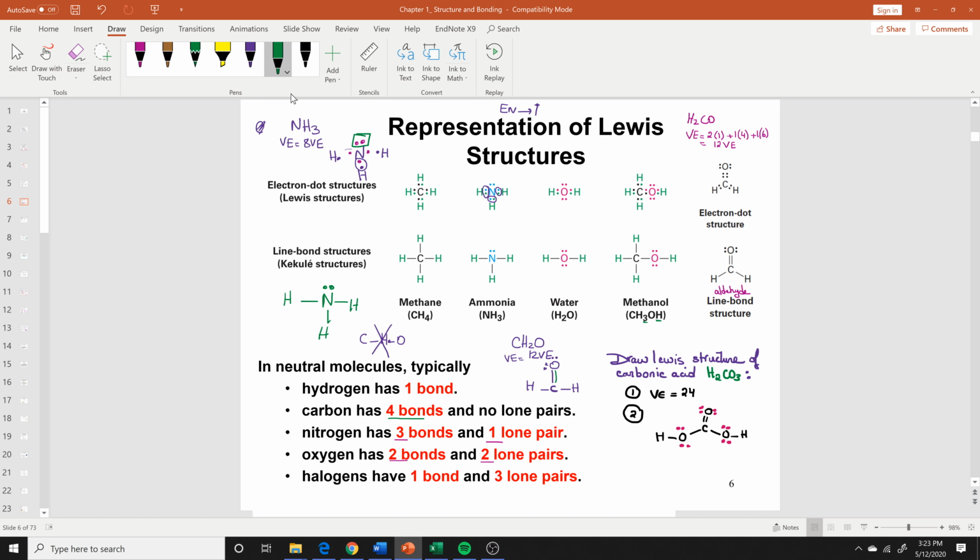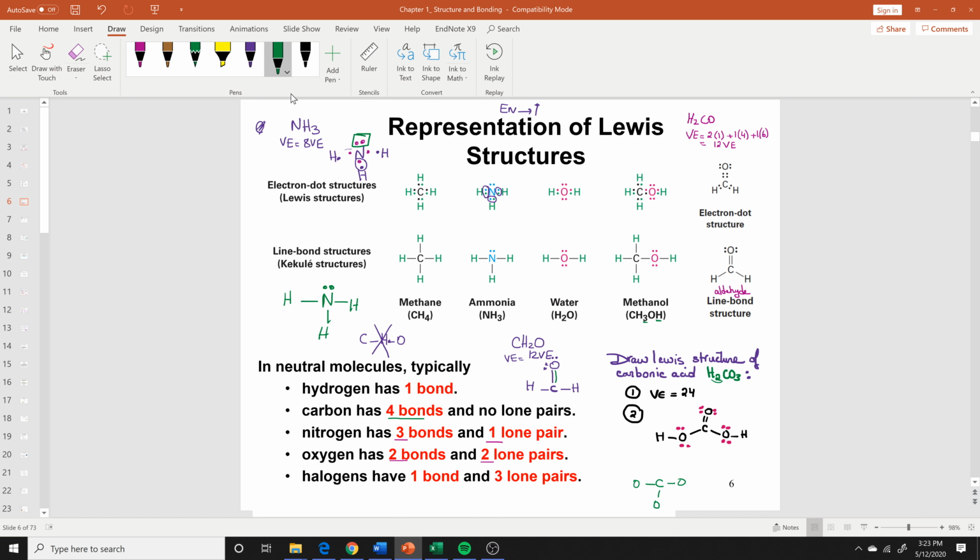Another example, draw the Lewis structure of carbonic acid. Carbonic acid is an inorganic acid, so the valence electrons are 24. Then go ahead and put the unique element in the center. Here you go. And then connect the unique element to the oxygens because it says so. It's CO3, so the unique element has oxygens around it.